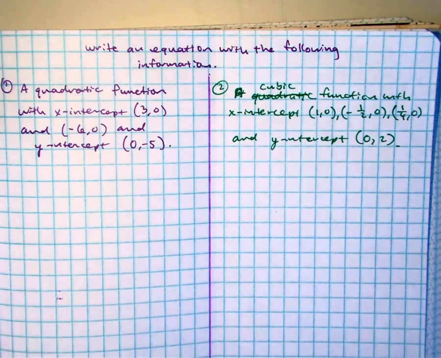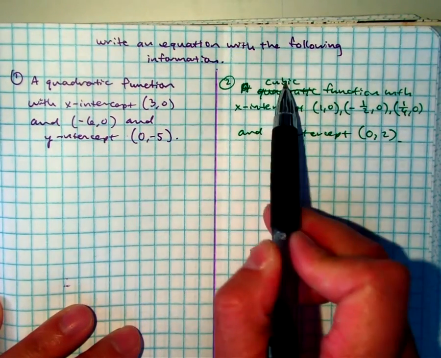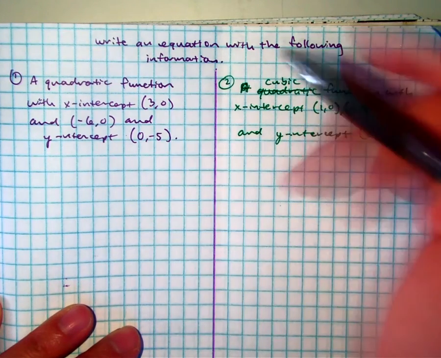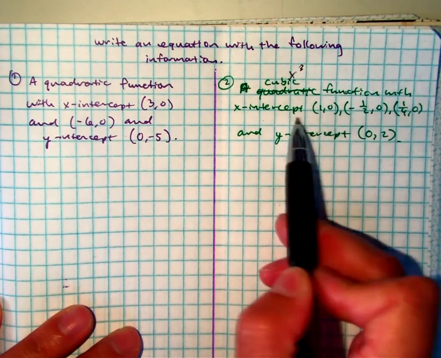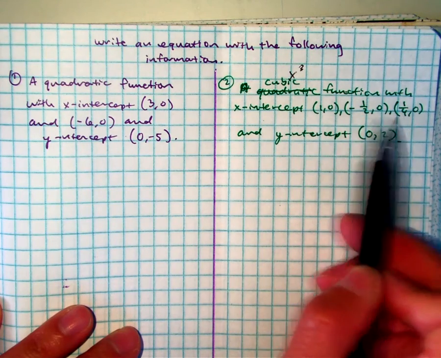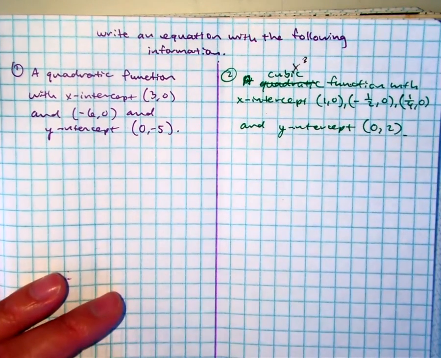Alright, let's do number 2. Write an equation with the following information. A cubic function, so I'm thinking of something to the third power, with x-intercepts of (1, 0), (negative 1/2, 0), (1/4, 0), and a y-intercept of (0, 2). Let's give ourselves a visual to see what's happening.